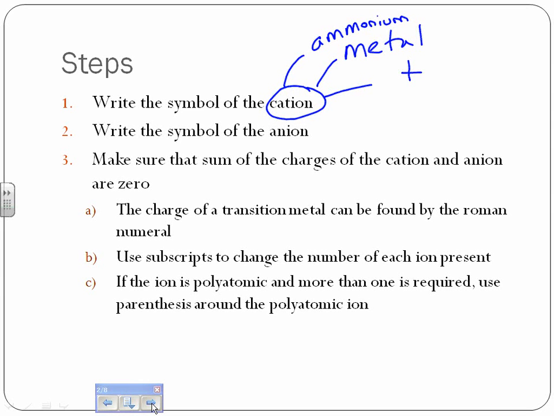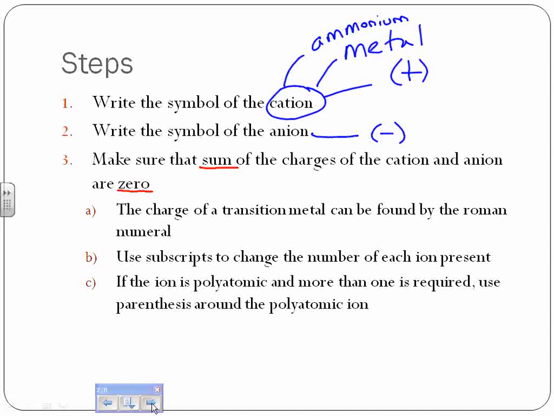Then the second step is to write the symbol of the anion, and this is the negative piece, so it's the ion with the negative charge. The third thing is probably the most important thing to make sure we get the formula right, and that's making sure that the sum of the charges of the cation and the anion are equal to 0.